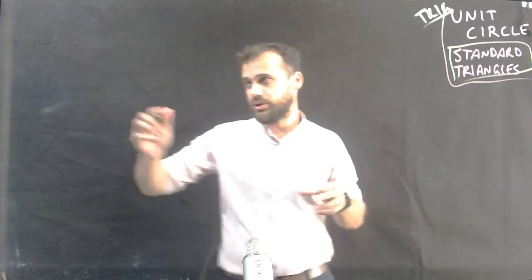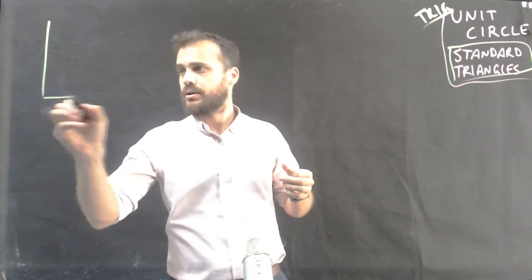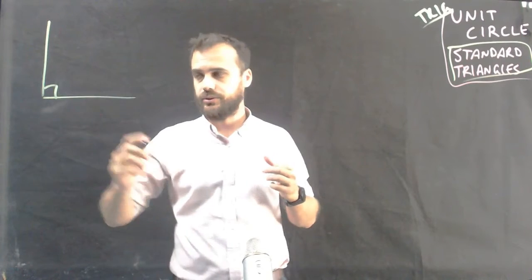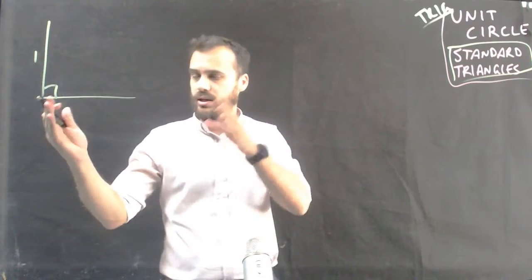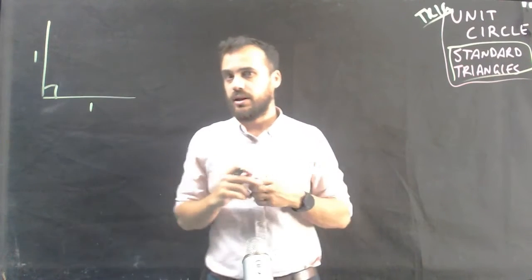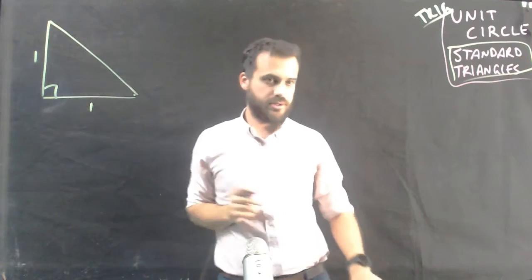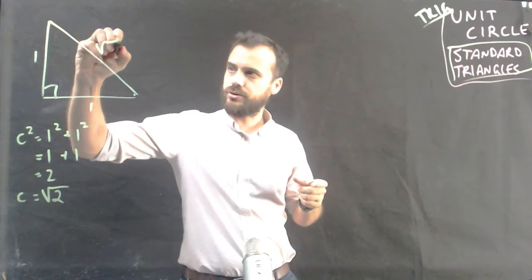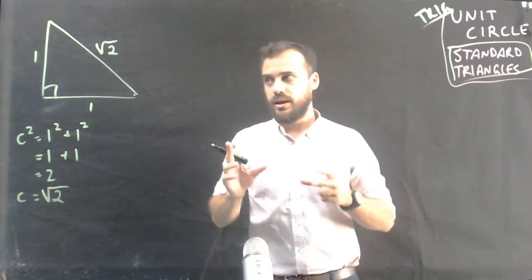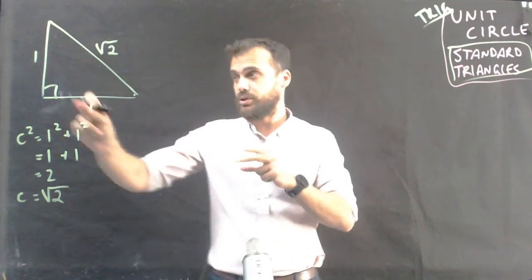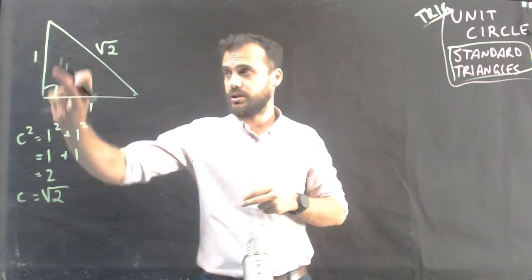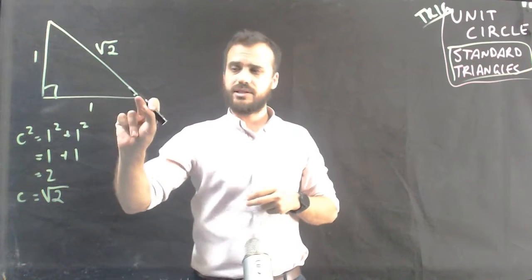Now the first standard triangle is really simple. It's a right angle triangle with a height of 1 and a width of 1. Now if you do a little bit of Pythagoras, you can figure out what the hypotenuse is. Square root 2. Now, if you sort of look at it, you'll notice that it's an isosceles triangle, which means that this length and this length are equal.